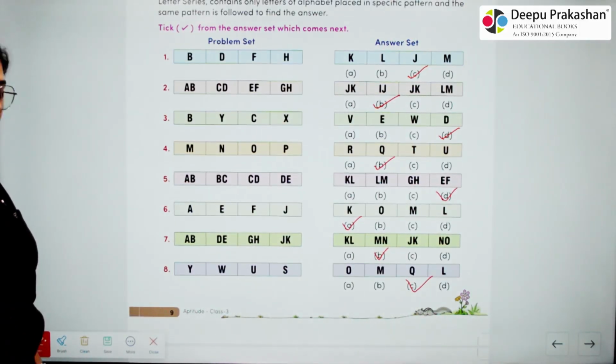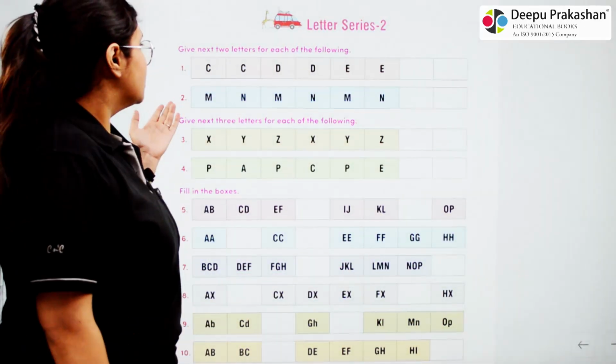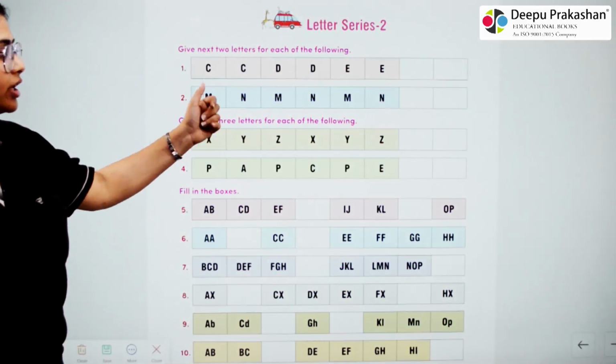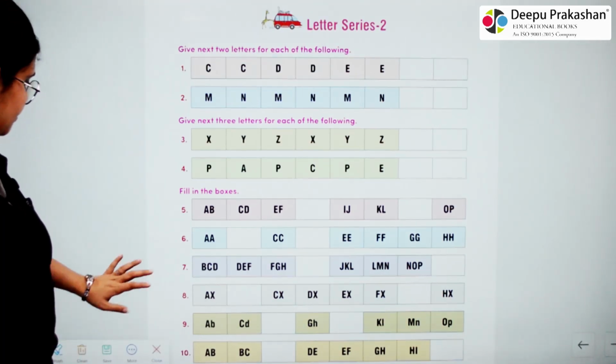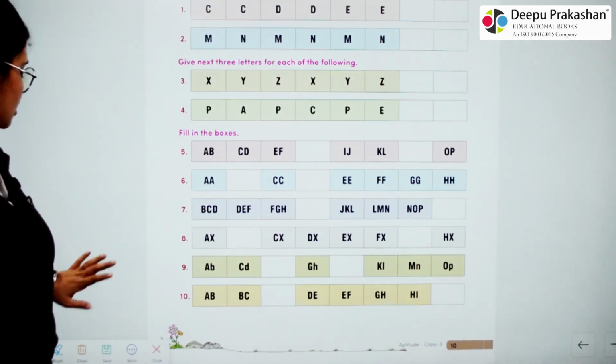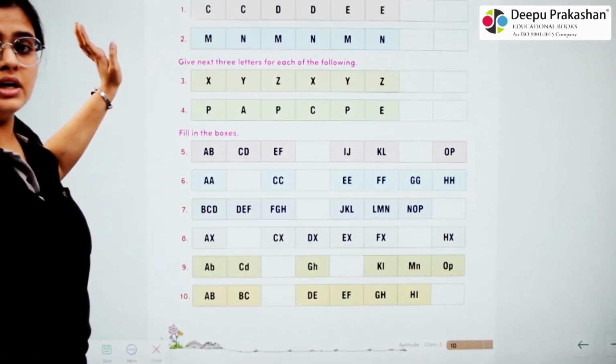Letter series 2. Give 2 letters for each of the following. Here we are given different patterns, and we have to find the missing letters in the pattern.